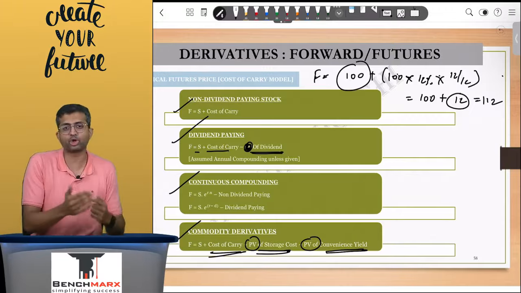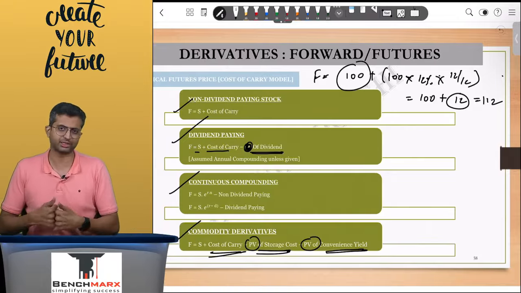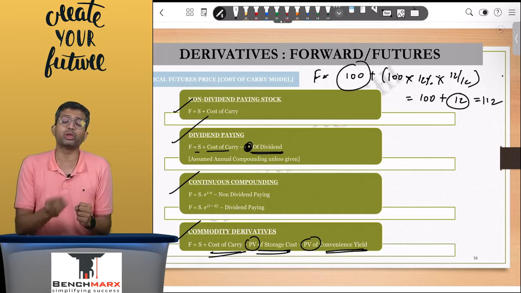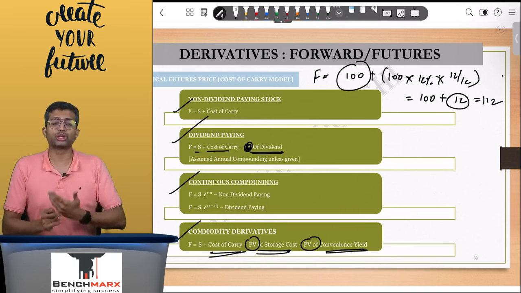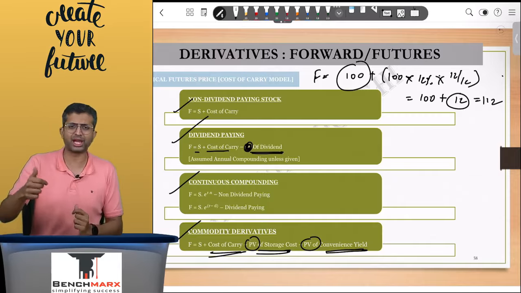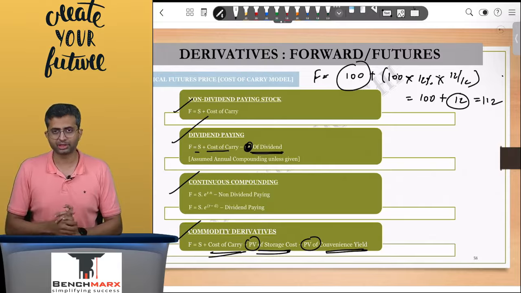There are various formulas depending on whether dividend is paid at the beginning, in the middle, or at the end, etc. But as a concept, you will have to adjust the interest. You also have to adjust the storage cost. You also have to adjust convenience yield. Storage cost will be added. Convenience yield is a convenience for the spot holder, and hence it will be deducted.